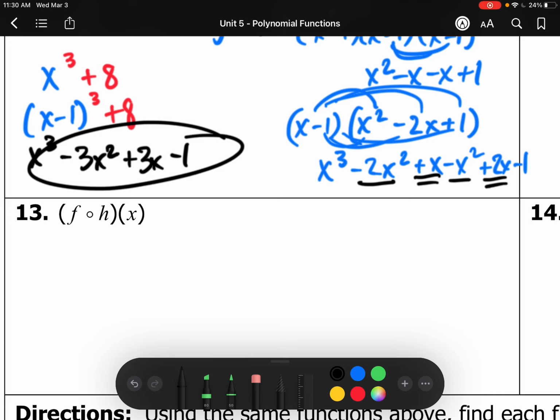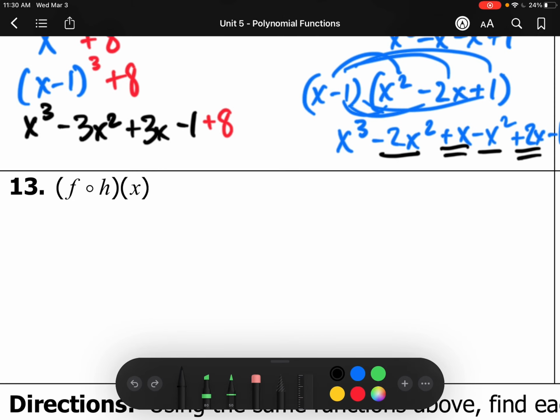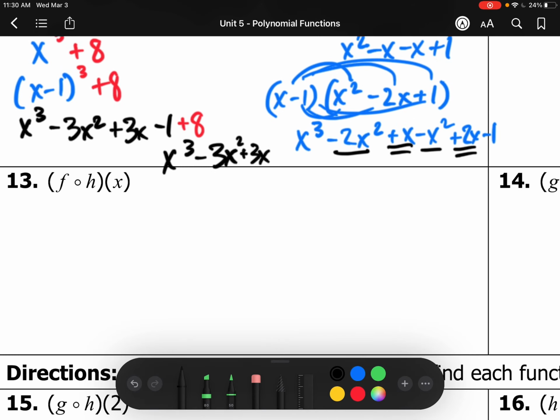So this right here was when we expanded this. We cannot forget about this plus 8, right? So we're going to add plus 8 at the end because we haven't done anything with this yet. We only expanded this function right here. So now our real final answer is going to be x cubed minus 3x squared plus 3x. And then negative 1 plus 8 is going to be positive 7.